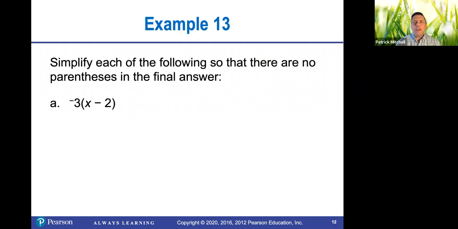And now we come to an example. Simplify each of the following so that there are no parentheses in the final answer, starting with -3 times x minus 2.